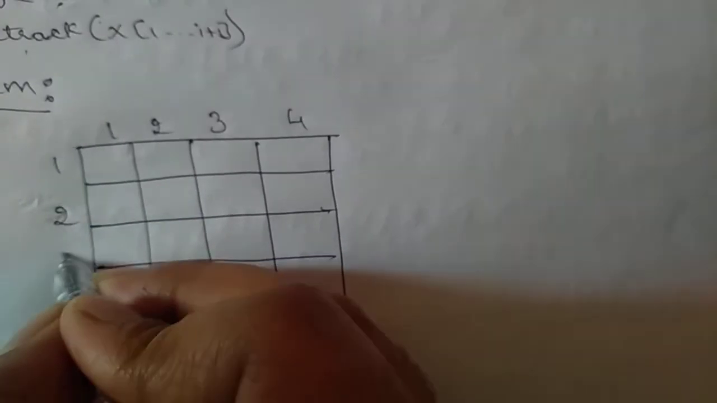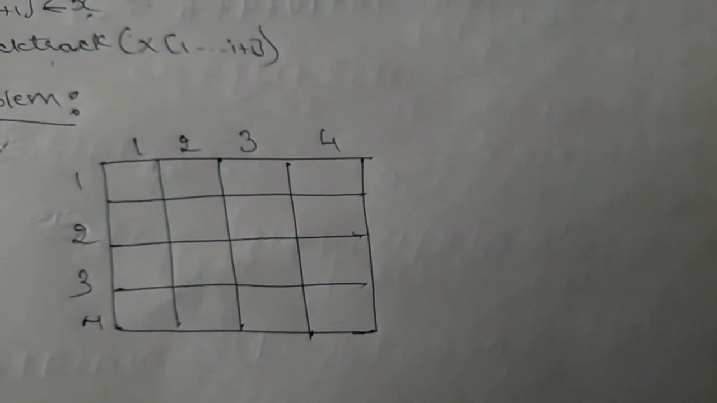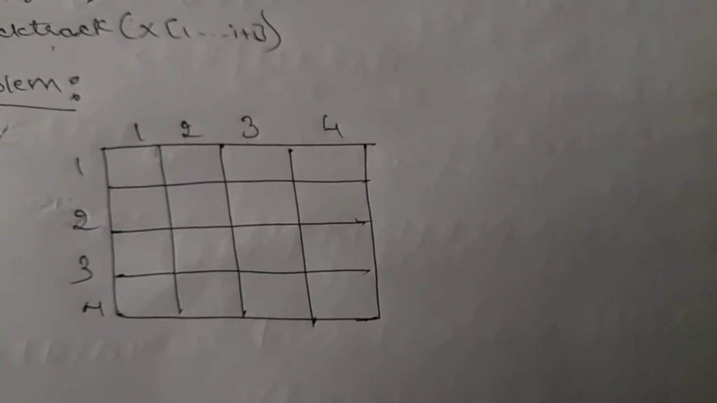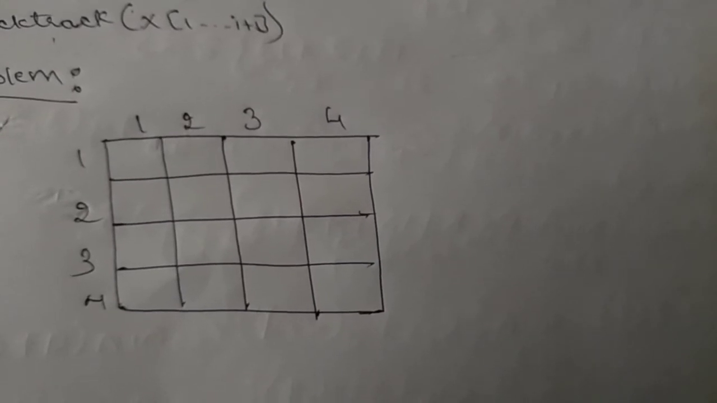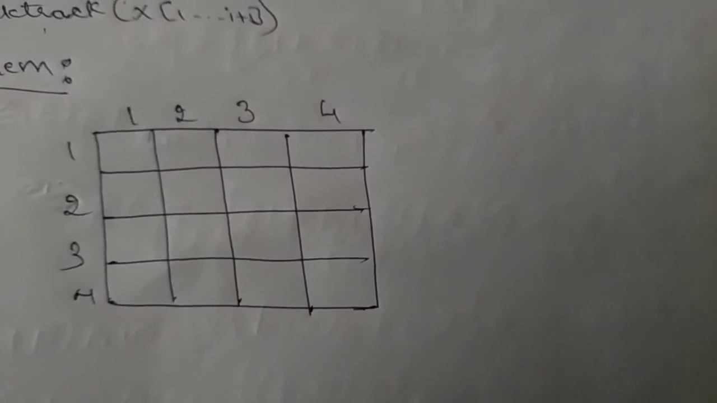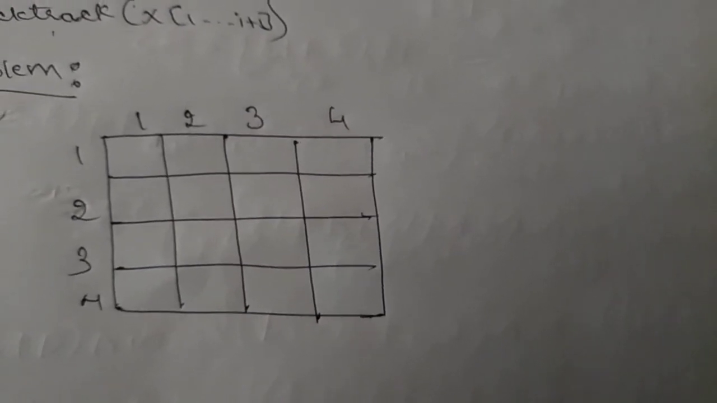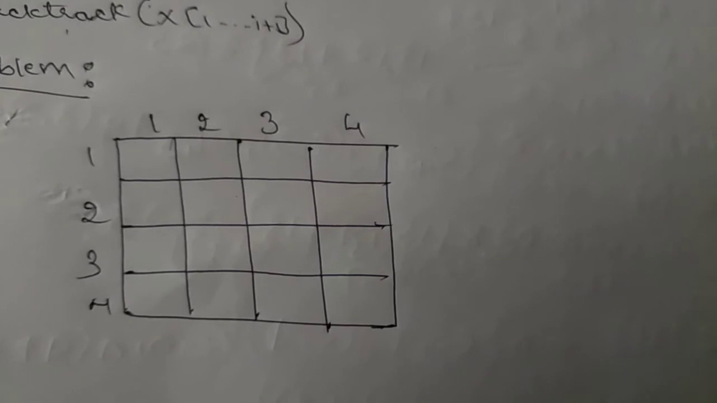So this is a 4 cross 4 chessboard. Here you have to place the n queens so that no 2 queens attack each other by being in the same row or in the same column or on the same diagonal. The problem is to place n queens on an n by n chessboard so that no 2 queens attack each other by being in the same row, column, or diagonal.